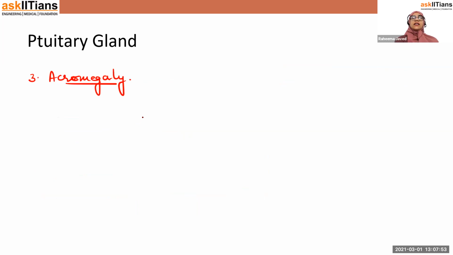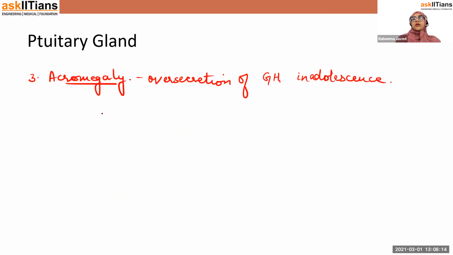Okay, acromegaly is caused by the over secretion of the growth hormone, but in adolescence. Okay, so only the growth of the whole body doesn't take place, growth of the lower jaw and limbs takes place. Okay, that means hands and legs. So this is another disease.